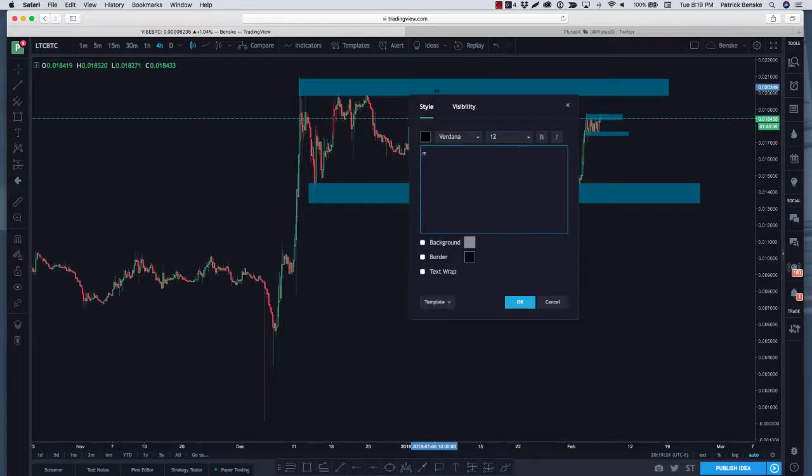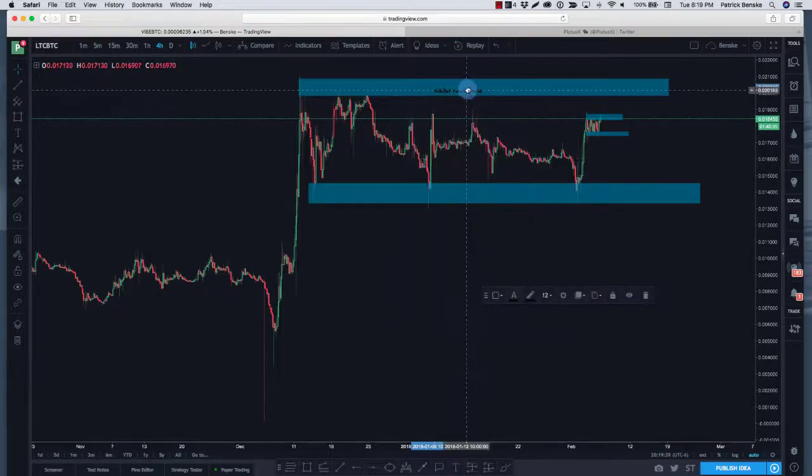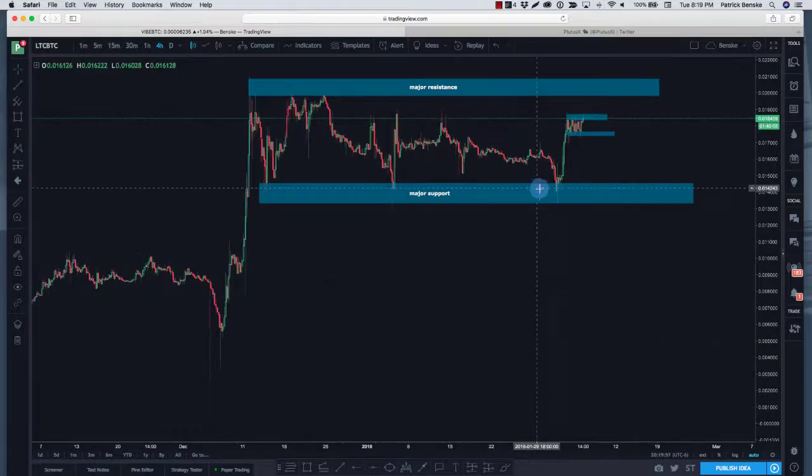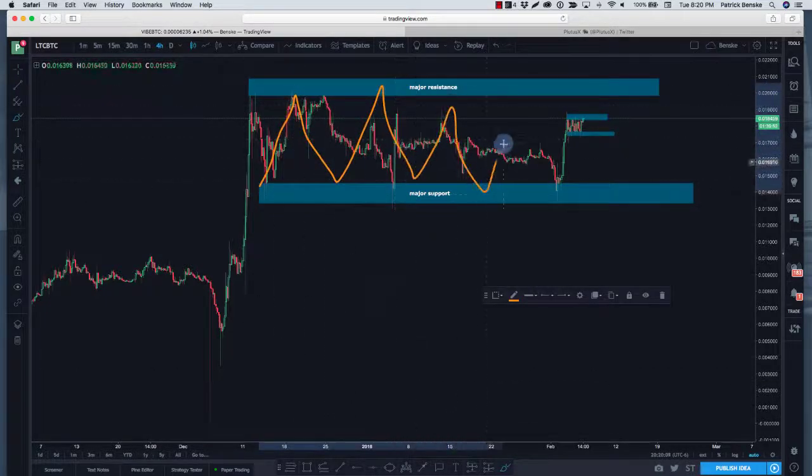This is our major resistance. And our major support is down here. So taking trades between these two zones is a little risky because we're in this consolidation. As you can see, it's been bouncing around in this box for a while. Then we hit the bottom here and then we went up again. So it is a little risky to take trades in between.